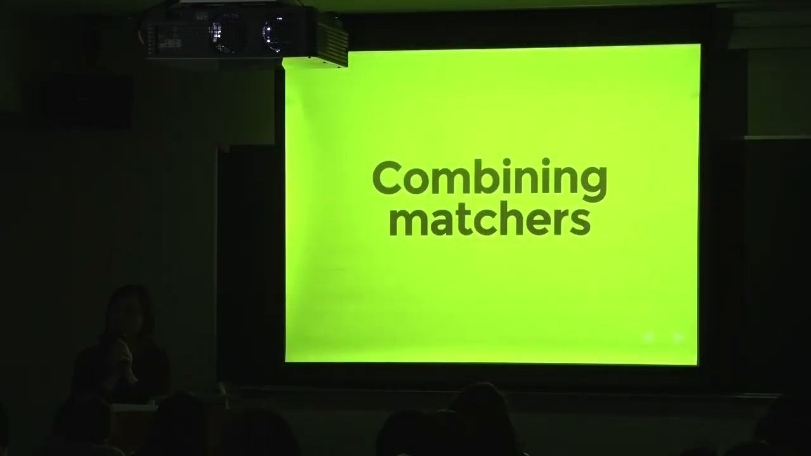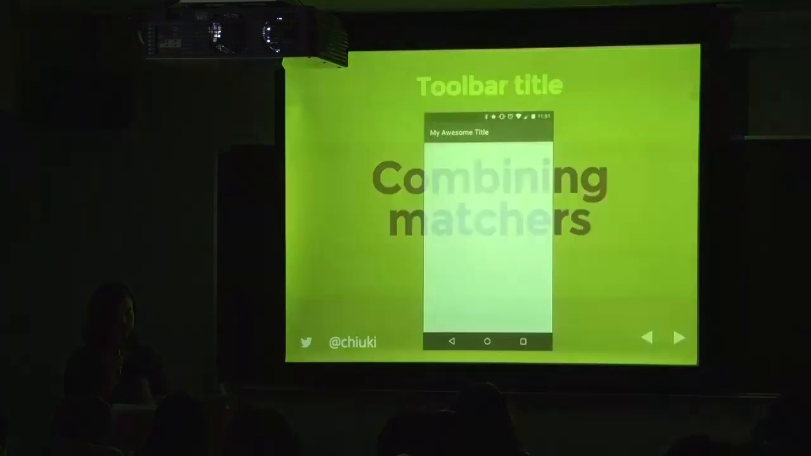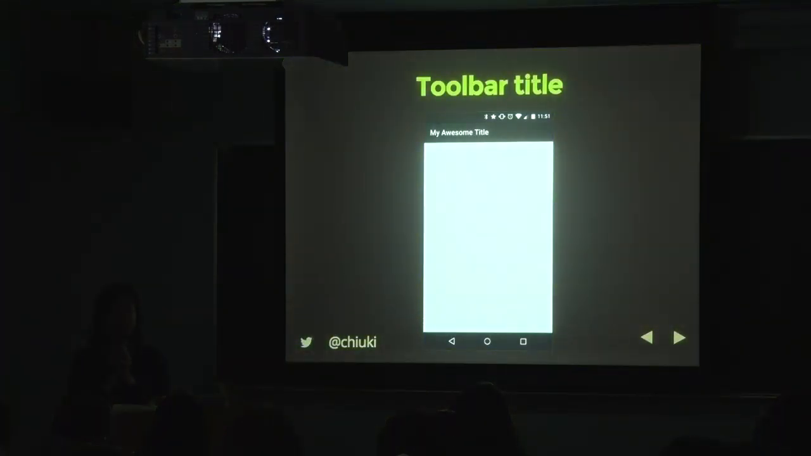Well, now let's try to combine some matches. Here I have an example, which is the toolbar. If you think about it, when you write an app, you provide your XML file, right, which has all the different IDs. But when you change the toolbar title, that is not a part of the XML that you give. So how are we going to match that?